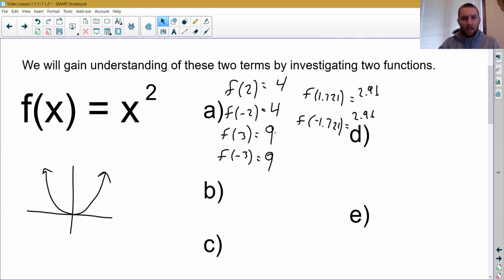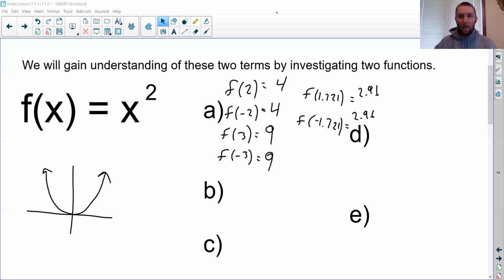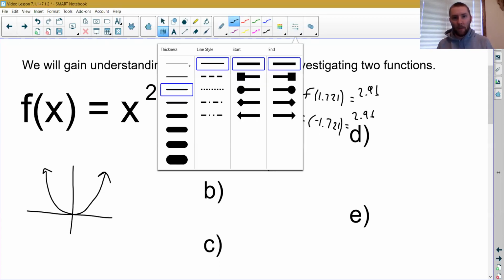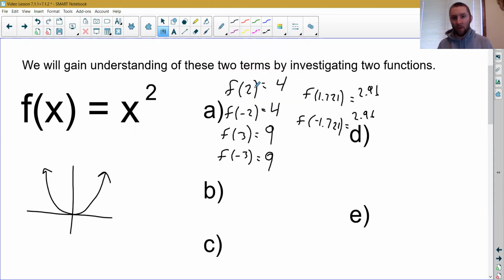All right, now, this function, we've just found all these different values. So we have these values that we just found for our function in part A. Part B then says, do you see a pattern in the outputs? And explain what that pattern is. Well, hopefully we can all see the pattern, right? The pattern here is that the positive and negative inputs gave us the same output, okay?